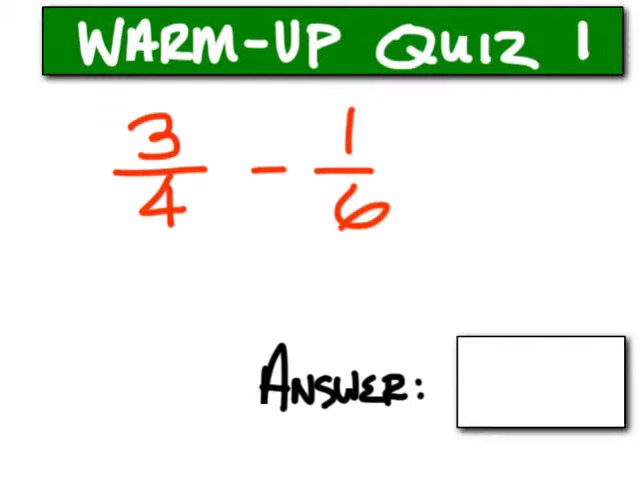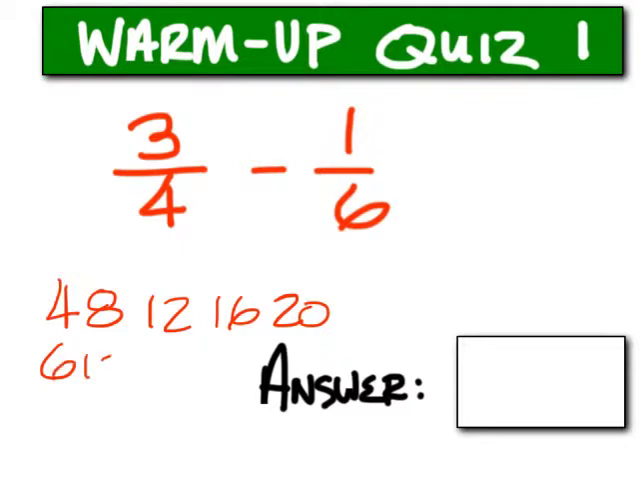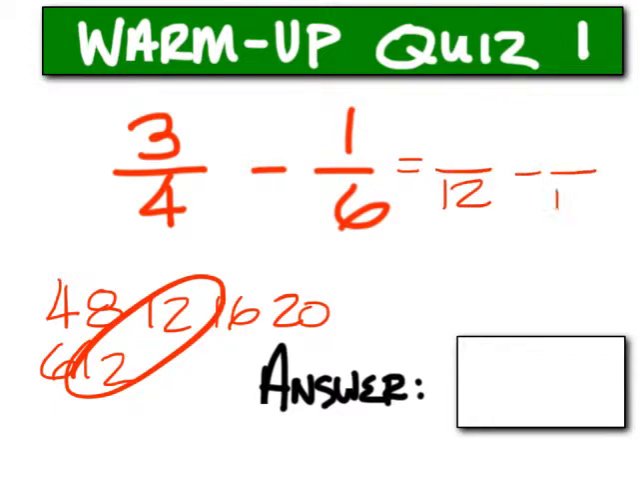The solution for this is to find the common denominator first. For the 4, that should be 4, 8, 12, 16, 20, and so on. For 6, it's 6, 12, and then you can stop. 12 is the number they have in common that's the lowest. The common denominator is 12.